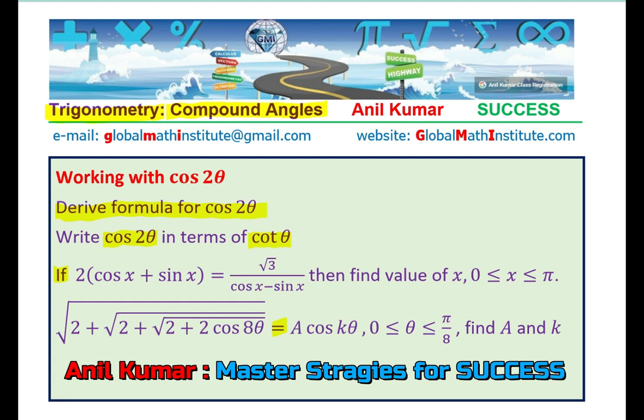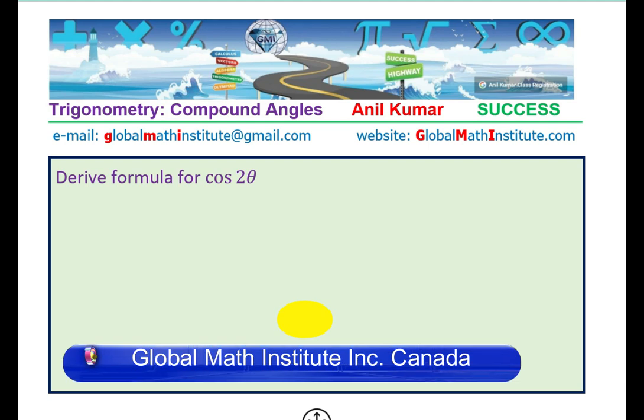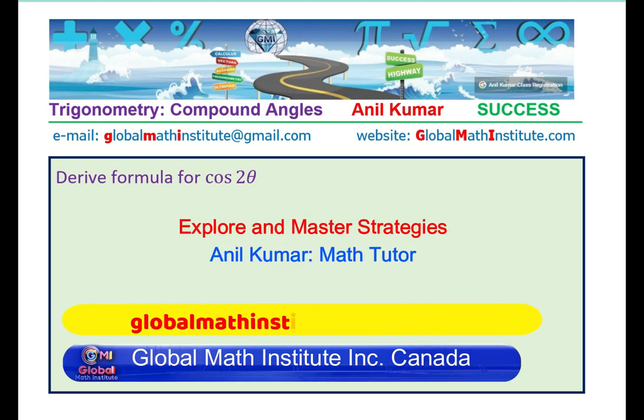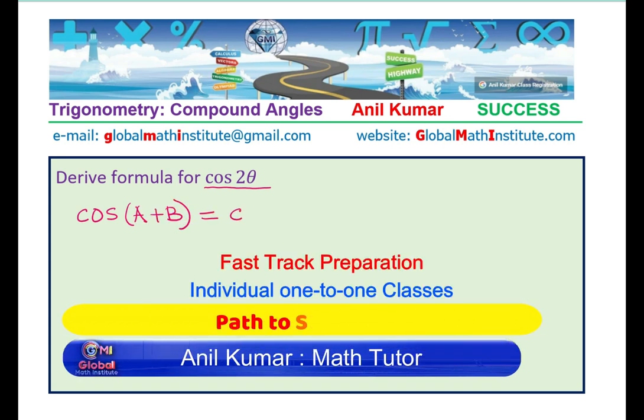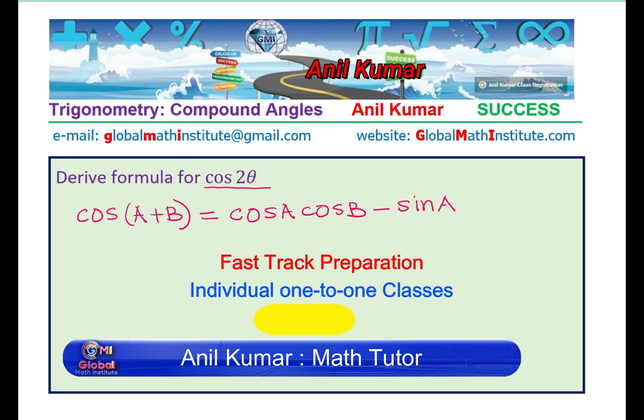Now, let's begin with the basic formula concept first. We'll talk about how we derive the formula for cos 2 theta. You know what cos(A+B) is, right? So that is the starting point. Cos(A+B), as you know, is cos A cos B minus sin A sin B, right?